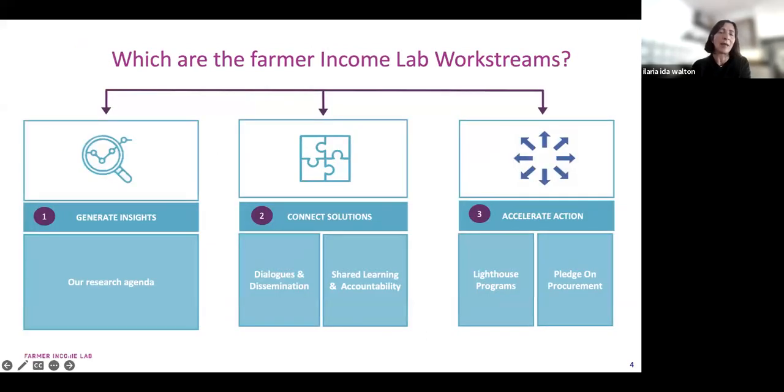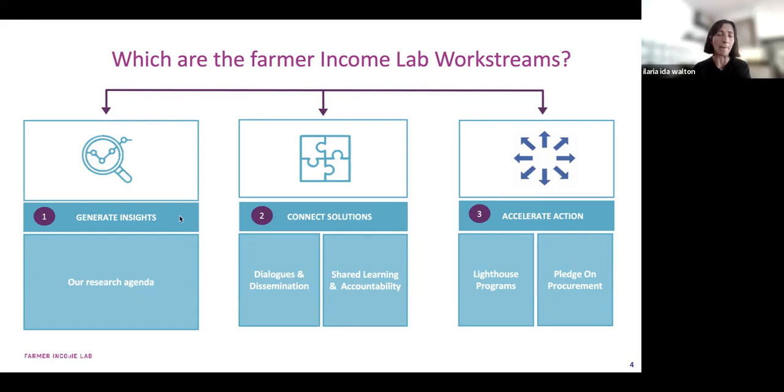So the Farmer Income Lab has, in essence, 3 key work streams. One, it's generating insights. So this is basically our research agenda. We conduct about 2 to 3 research pieces a year. So we commission, obviously, this research to be conducted by experts. So we simply sponsor it. And then we look at obviously putting this research into action in our own programs.